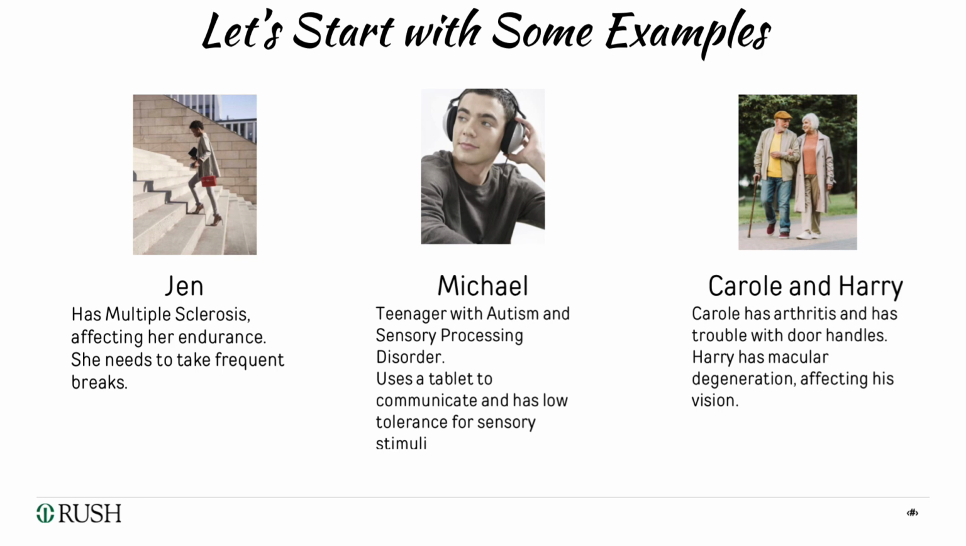Third are Carol and Harry. I did use my grandparents' names for these people. Carol has arthritis and has trouble with door handles. She has pain really with any movement that requires pinching using her thumb. Harry has macular degeneration affecting his vision. Macular degeneration does not completely create blindness, but it's very difficult for him to see things within his central vision.